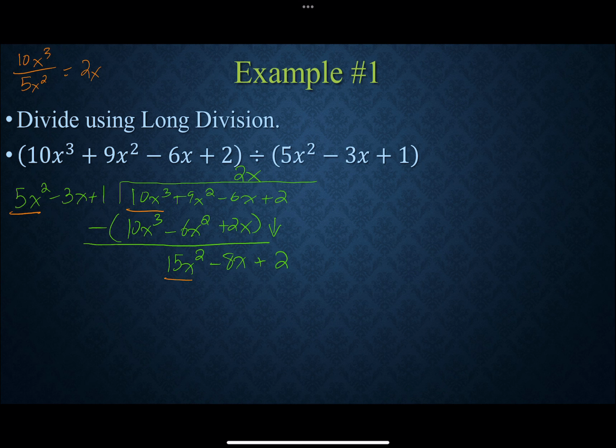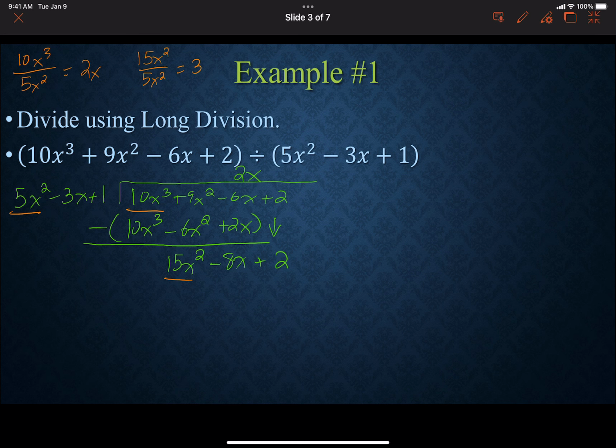So now we're going to do 15x squared divided by 5x squared, and we get just simply 3. So we put a plus 3 up top. And again, that 3 multiplies the outside expression, the 5x squared minus 3x plus 1, giving us 15x squared minus 9x plus 3. And again, we're going to go ahead and subtract this.